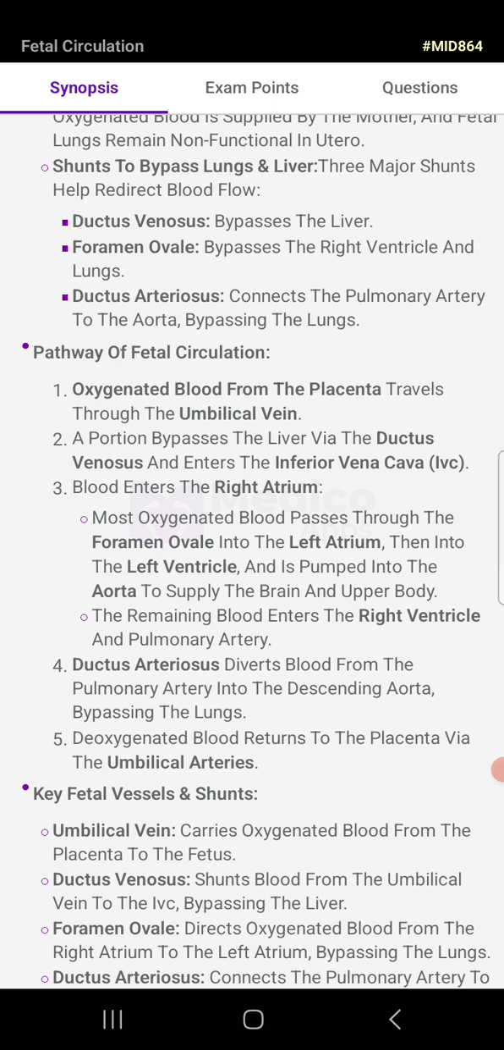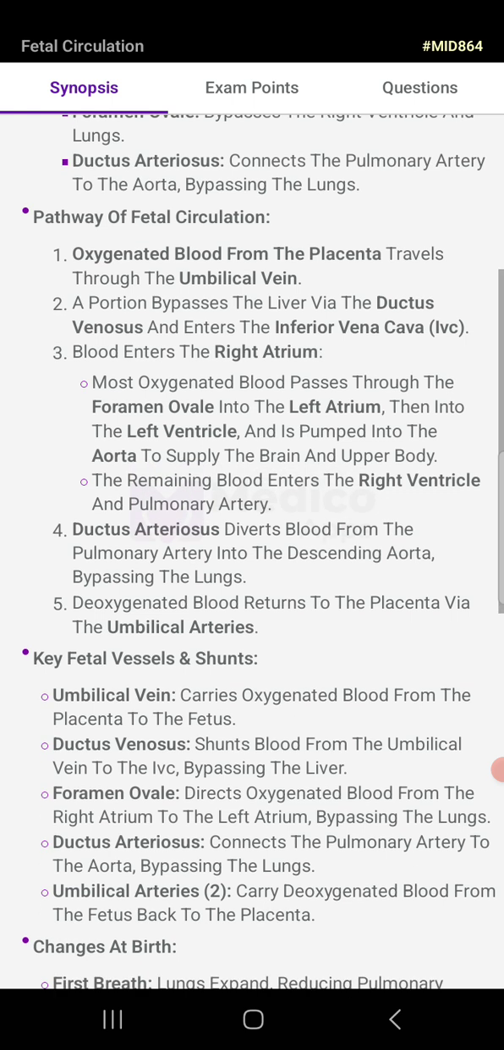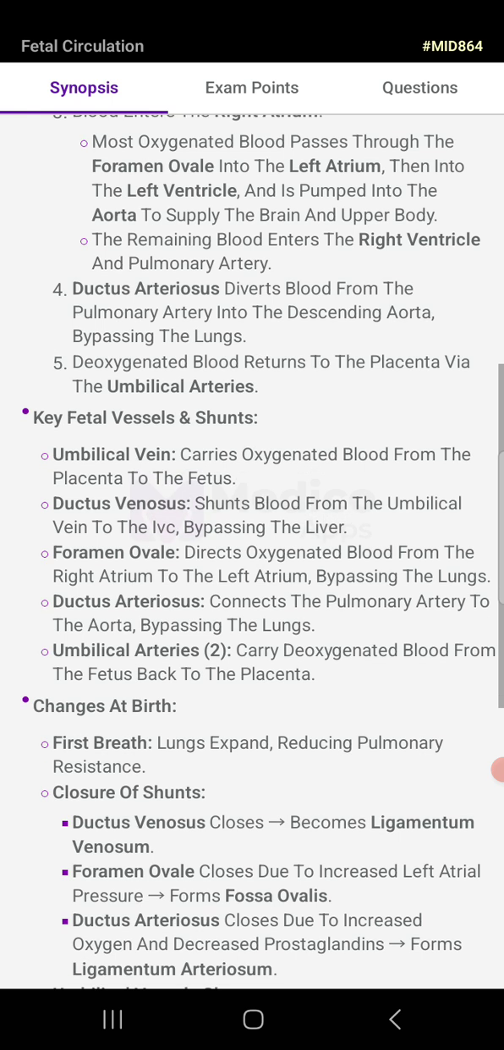The remaining blood enters the right ventricle and the pulmonary artery. Ductus arteriosus diverts the blood from the pulmonary artery into the descending aorta, bypassing the lungs. Deoxygenated blood returns to the placenta via the umbilical artery.